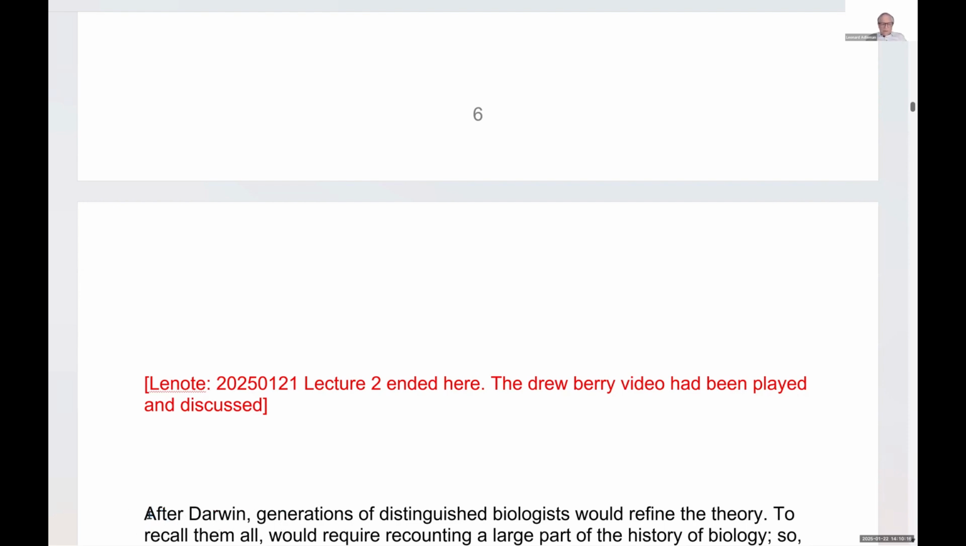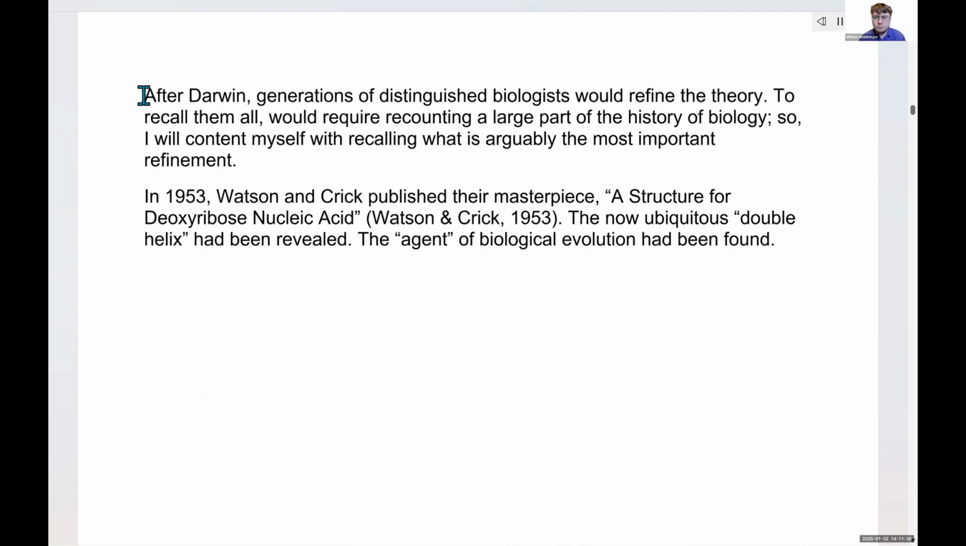So we're going to continue reading this stuff. After Darwin, generations of distinguished biologists would refine the theory. To recall them all would require recounting a large part of the history of biology, so I will content myself with recalling what is arguably the most important refinement. In 1953, Watson and Crick published their masterpiece, A Structure for Deoxyribose Nucleic Acid, Watson and Crick, 1953. The now ubiquitous double helix had been revealed. The agent of biological evolution had been found.